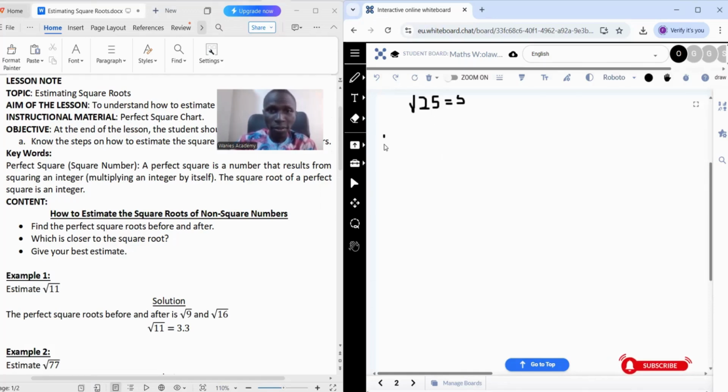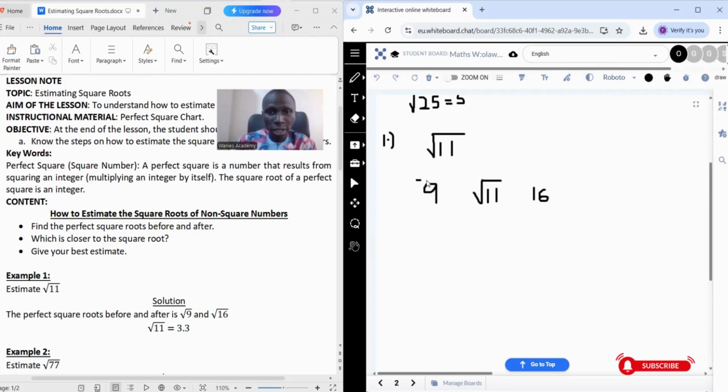Example 1, estimate square root 11. So the first thing that we're going to do here is to look for the perfect square that is before and after 11. All right, so let's have this to be square root 11. The perfect square before 11, we have this to be 9. And the perfect square after 11, we have this to be 16.